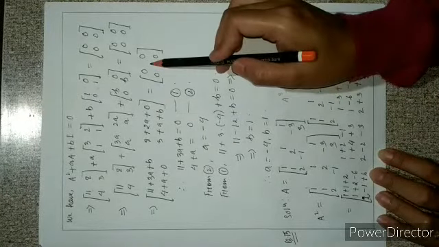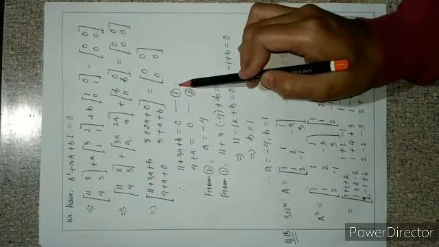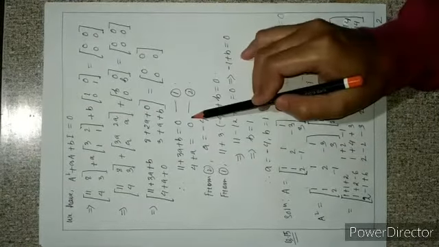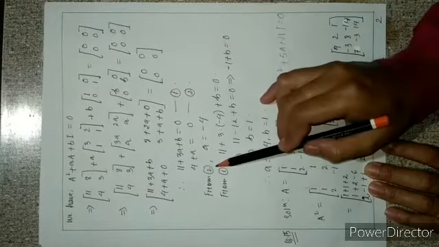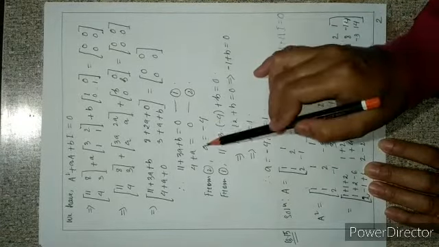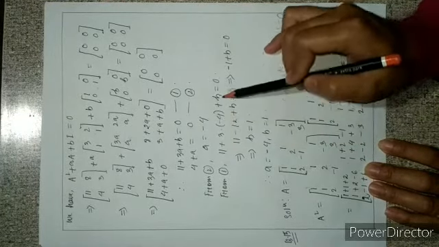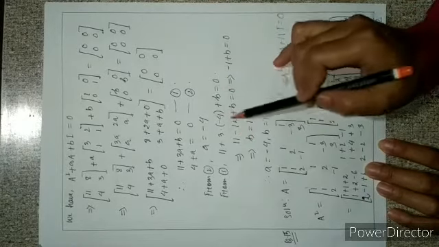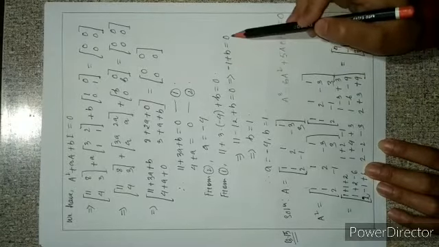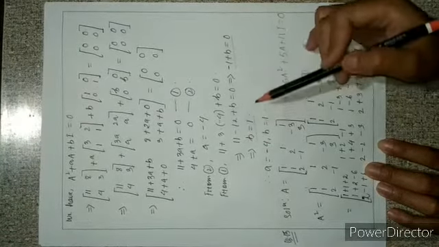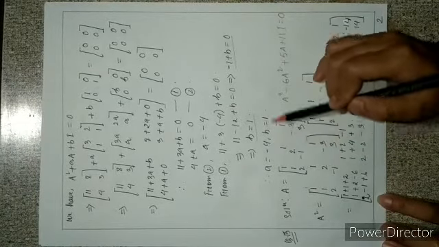By equating the corresponding elements, we have 11 plus 3A plus B equals 0. Write equation number 1. And 4 plus A, which is equal to 0. Write equation number 2. From equation number 2, the value of A is equal to minus 4. Putting the value of A in equation number 1, we have 11 plus 3 into minus 4 plus B equals 0. 3 into minus 4 is minus 12, so 11 minus 12 plus B equals 0, which implies minus 1 plus B equals 0. By solving this equation, we have B equal to 1. So the value of A is equal to minus 4 and B is equal to 1.